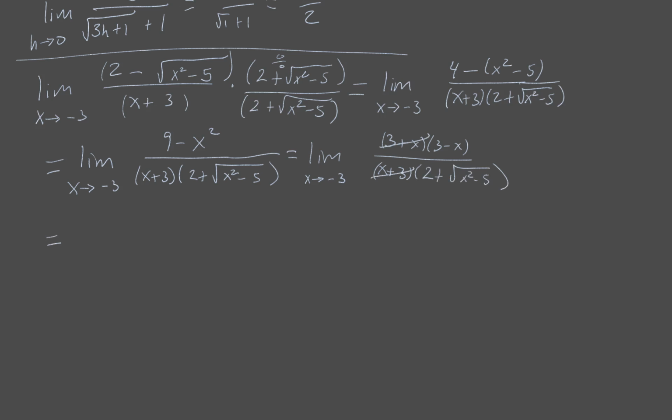Now, I plug in a negative 3. 3 minus negative 3 is 6. And then on the denominator, I have 2 plus the square root of negative 3 squared, which is 9 minus 5. So this is 6 over 2 plus 2, which is 6 over 4, which is 3 halves. So that one we had to do a little bit more algebraic manipulation to compute that right there.